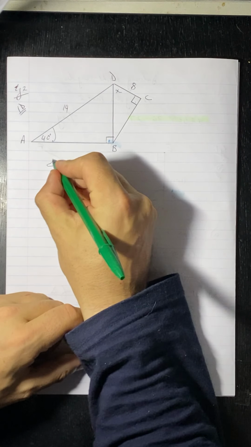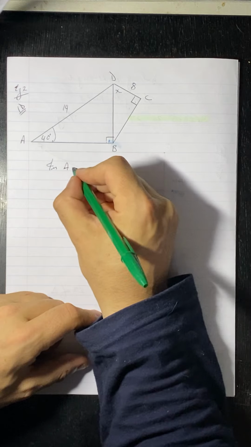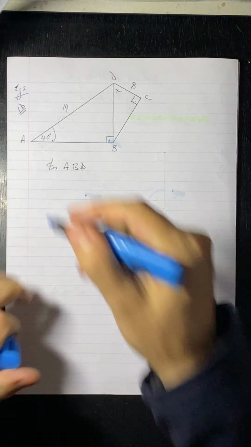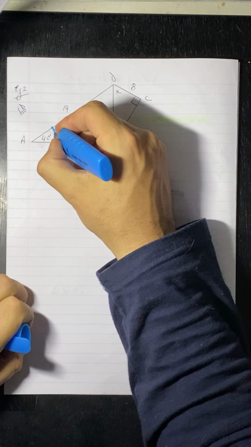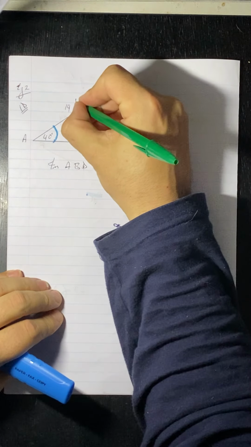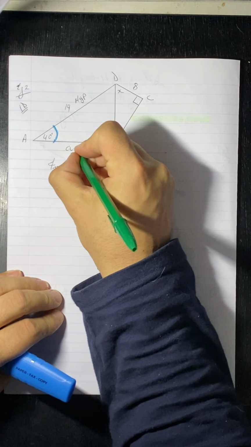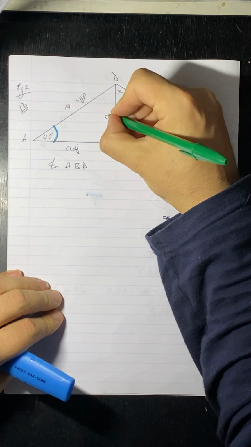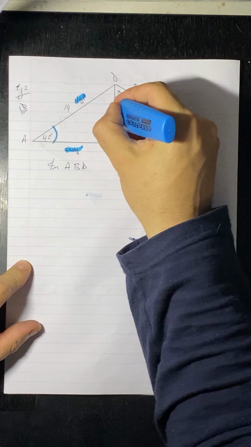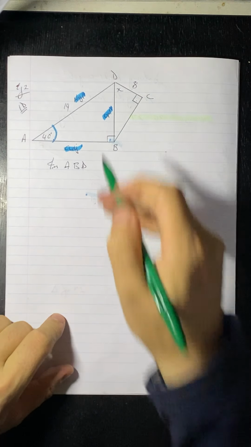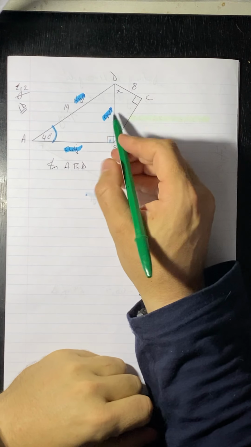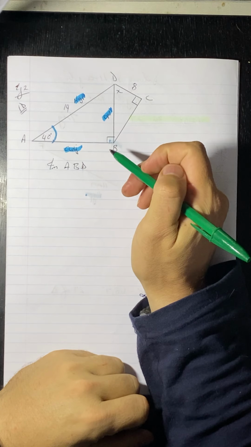So in triangle ABD, in this triangle over here, with the given angle, which is this one here, just fill in your adjacent, opposite, and hypotenuse. So that will be our hypotenuse. This would be our adjacent. And this here would be our opposite. Okay, so we want to find this opposite side here. We have the hypotenuse.